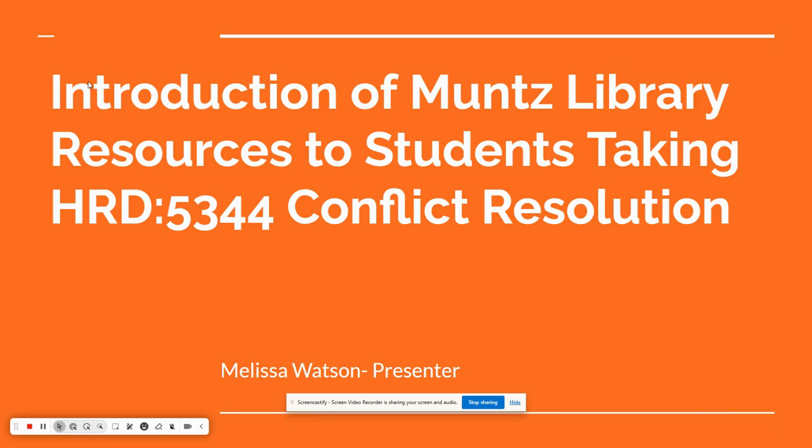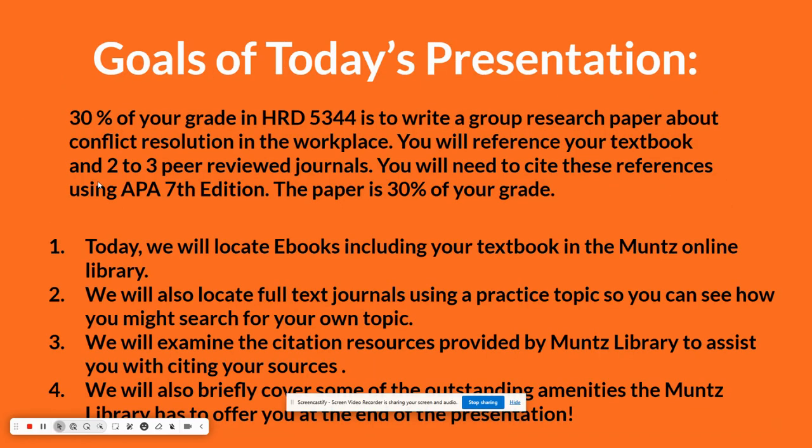So let's begin. I was looking at your syllabus, and there you have an interesting paper. It's going to be 30% of your grade, and you're going to be referencing your textbook with 2 to 3 peer-reviewed journals. You'll be citing these references using the APA 7th edition. You'll be working in a group.